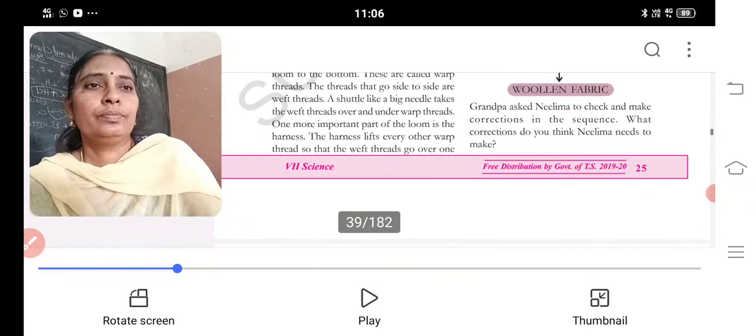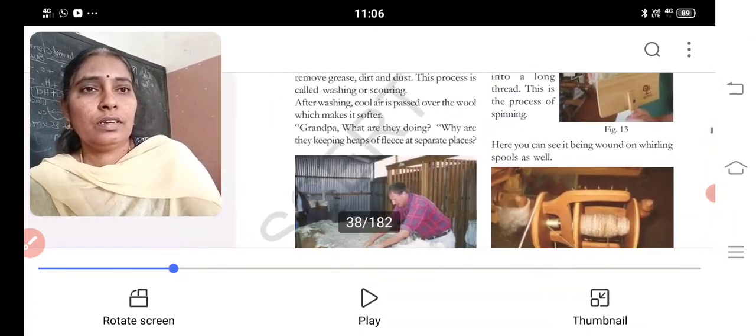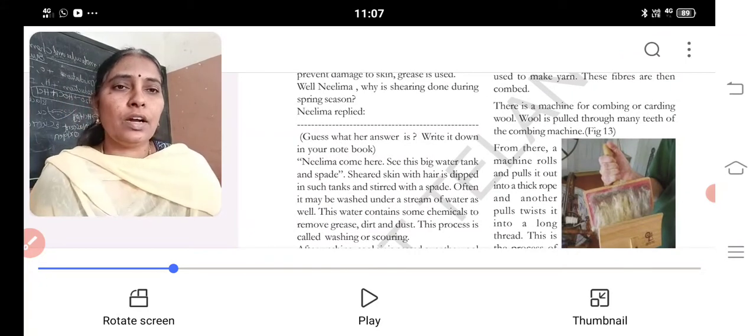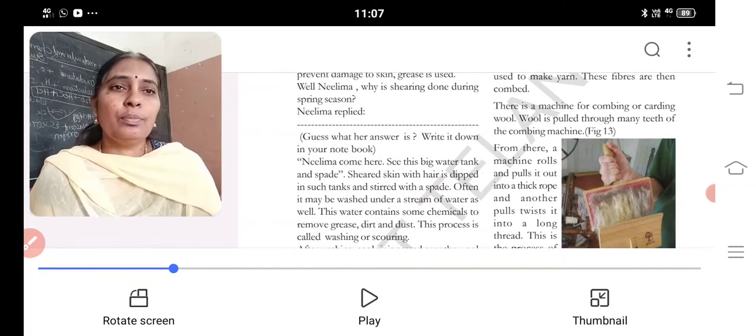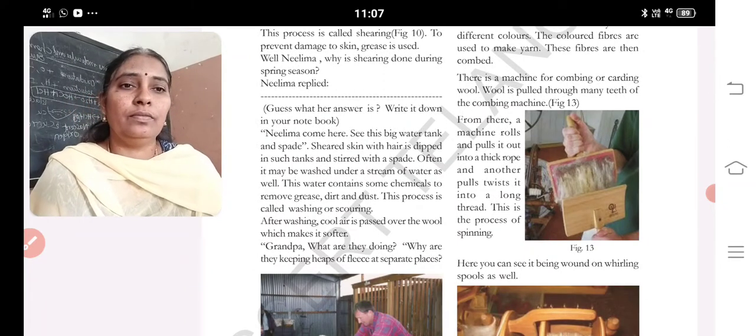So now here it is, guess the answer and write it down in your notebook. Nilima, come here and see the water tank. What did she observe? Combing, you can see the other picture of how combing and carding is done, figure 13.